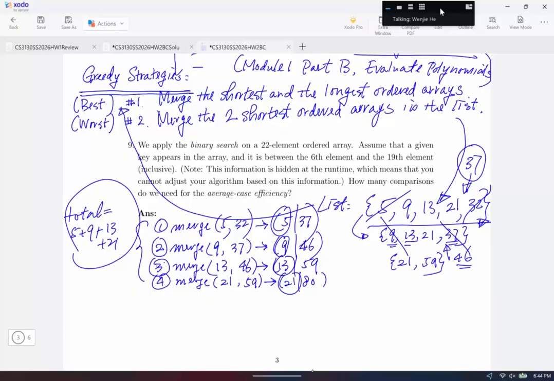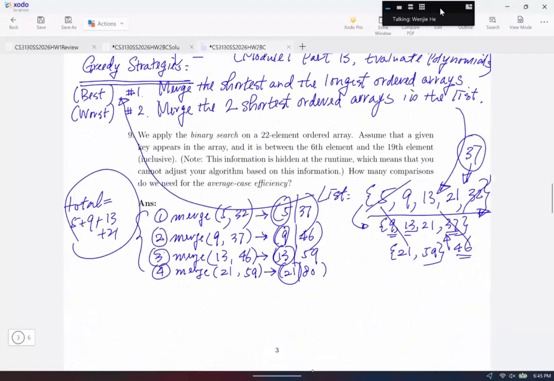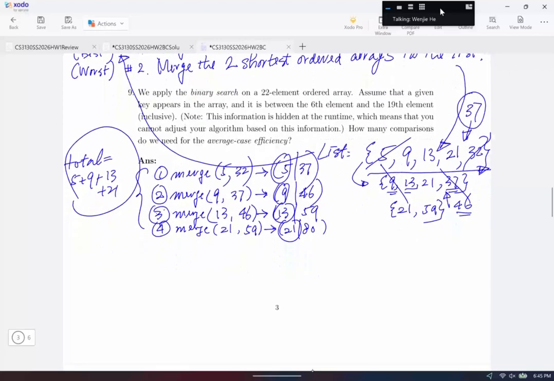That's something special you need to expect in the final exam. All right, so let's look at the next question. Next, I plan to do the last 3 questions, the challenging last 3 questions.